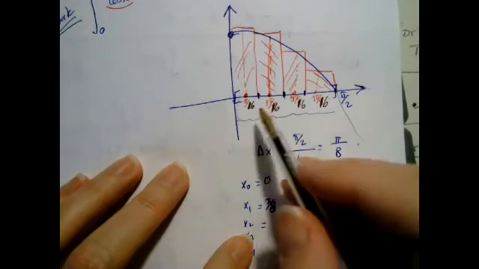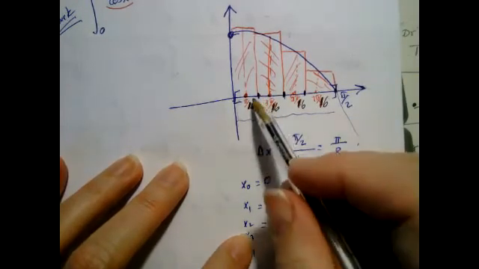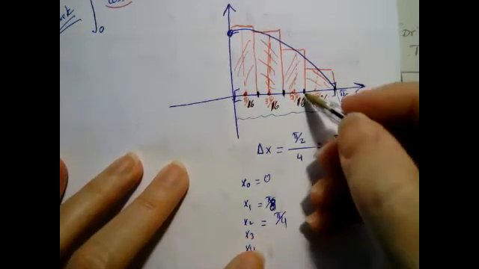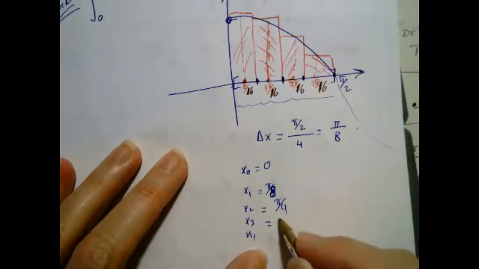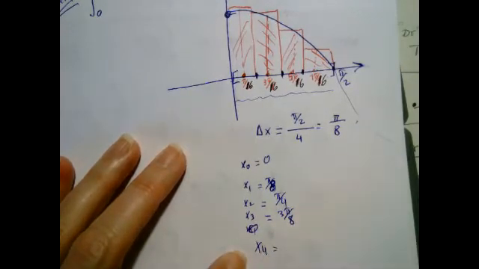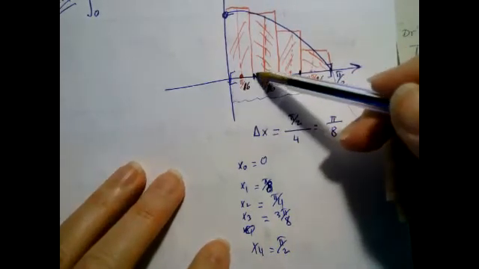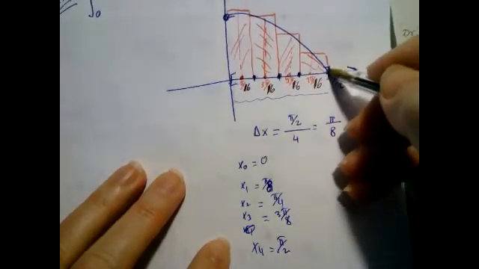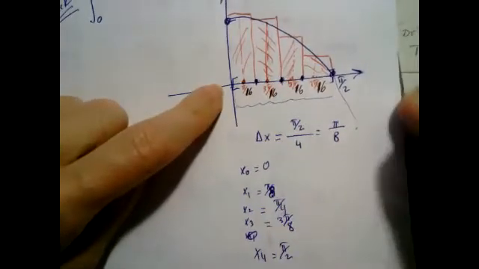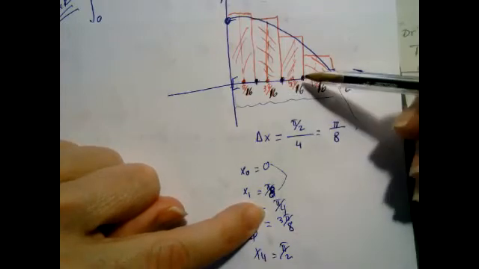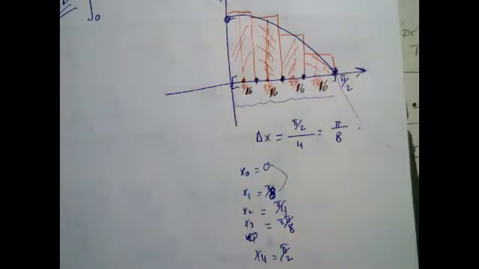All right. So now x1 is pi over 8. x2 is pi over 4. x3 is 3 pi over 8. And finally, x4 is 4 pi over 8, or pi over 2. So these are those points. These are just endpoints. But I want the midpoints. So the midpoints are pi over 16, 3 pi over 16, 5 pi over 16, 7 pi over 16, halfway between those.